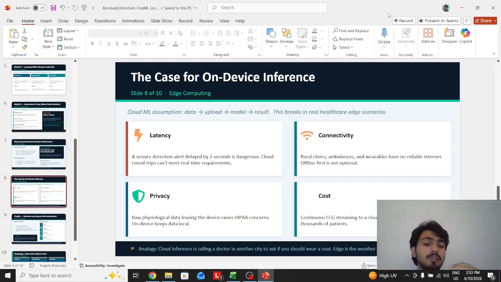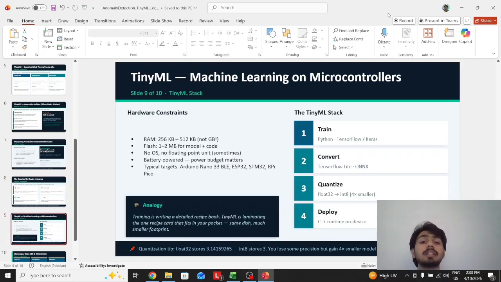Cost: continuous ECG streaming to a cloud API is expensive at scale across thousands of patients. Cloud inference is like calling a doctor in another city to ask if you should wear a coat. Edge is the weather app on your phone. This is why software as a medical device usually has these built in. TinyML is machine learning on microcontrollers. Hardware constraints: the RAM is minimal, flash is 1 MB to 2 MB for model plus code, no OS, no floating point unit, battery powered, with a power budget range and typical targets.